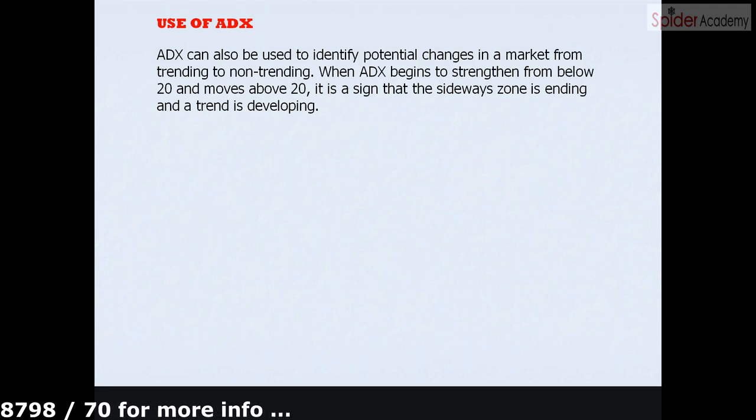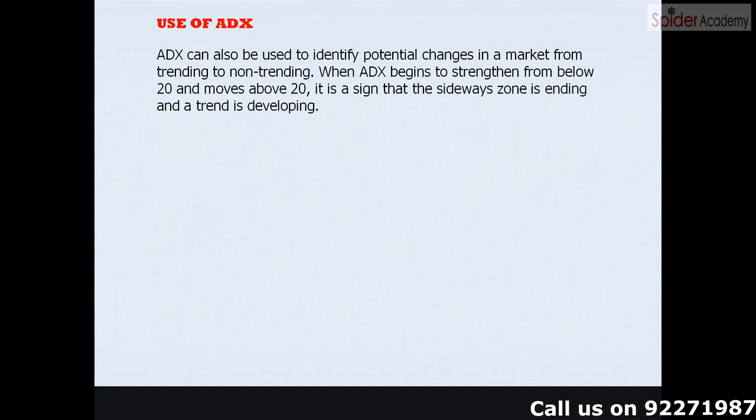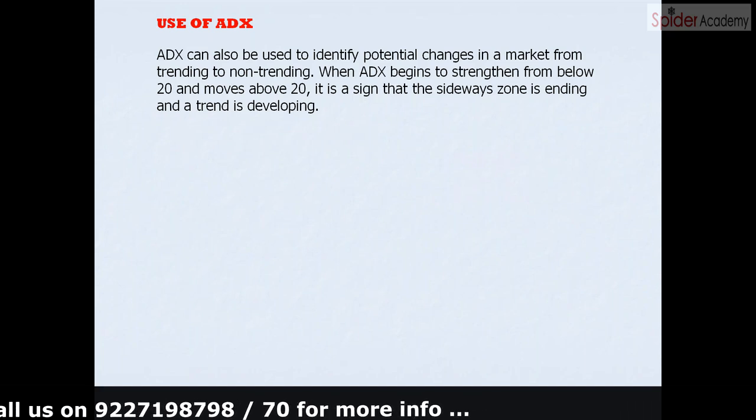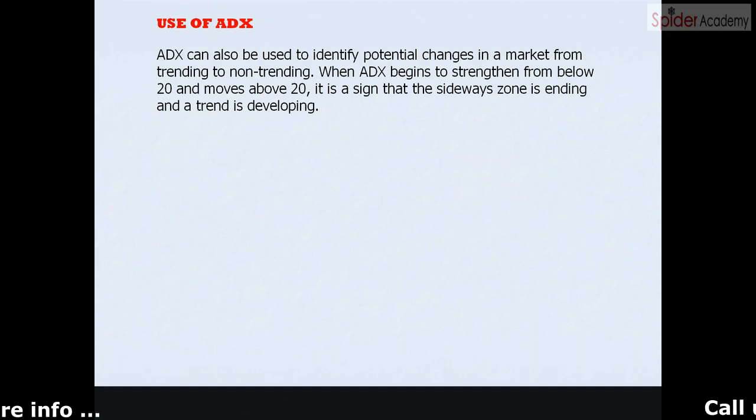Okay, we will start with the uses of ADX. ADX can also be used to identify potential changes in a market from trending to non-trending. When ADX begins to strengthen from below 20 and moves above 20, it is a sign that the sideways zone is ending and a trend is developing.